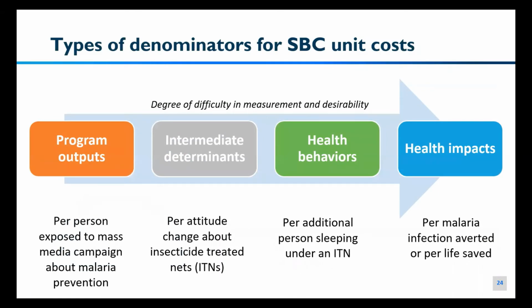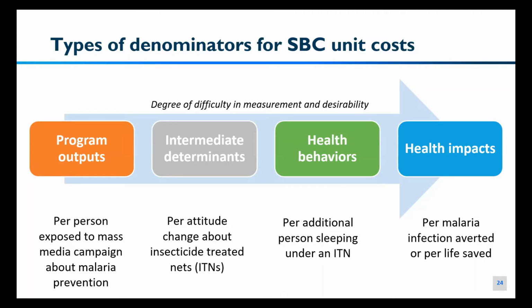Here you can see a continuum of different types of denominators for SBC. In the brief, we lay out multiple examples across different health areas, but here you can see we're using examples specific to malaria. And the first denominator looks at program outputs, and these are typically measures of the program reach, like the cost per person exposed to a mass media campaign focused on malaria prevention.